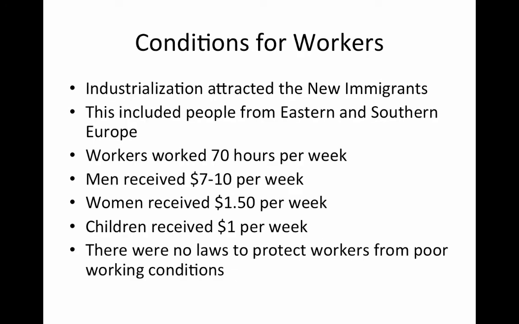Conditions for the workers. Industrialization attracted what were called the new immigrants. These included people from Eastern and Southern Europe. The workers tended to work 70 hours per week. Men would receive $7 to $10 per week. Women received $1.50 per week, and children received $1 for that week.